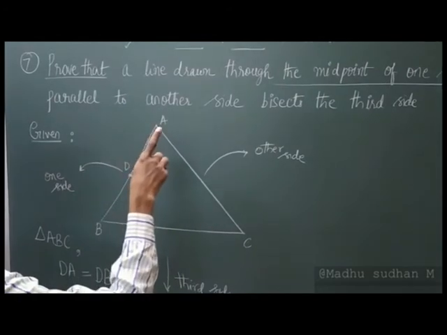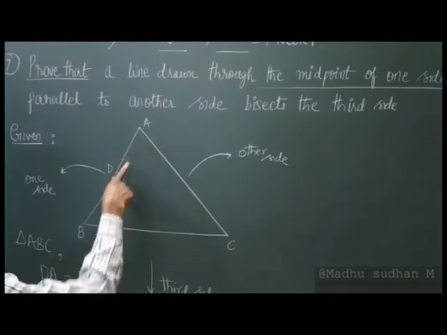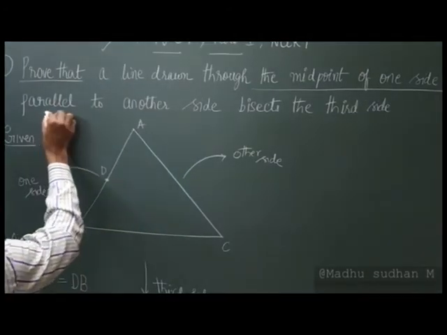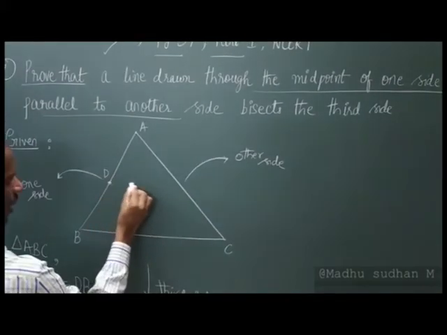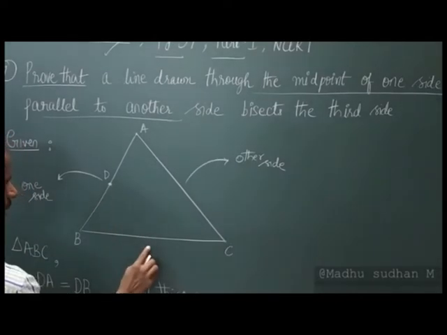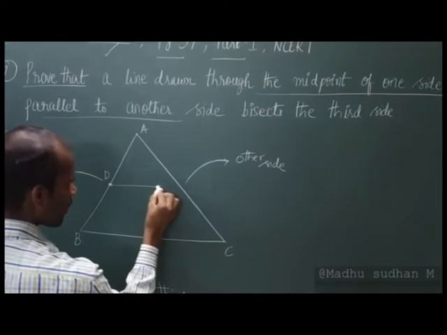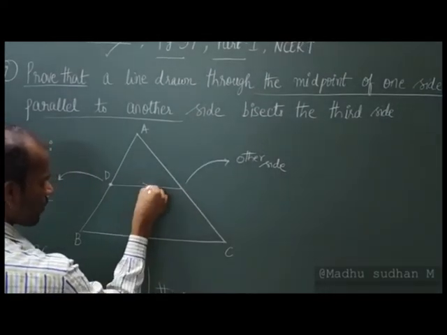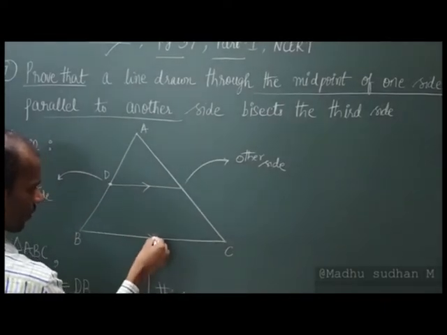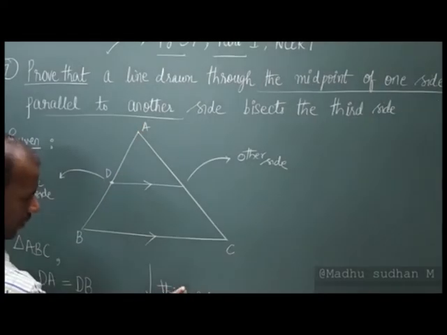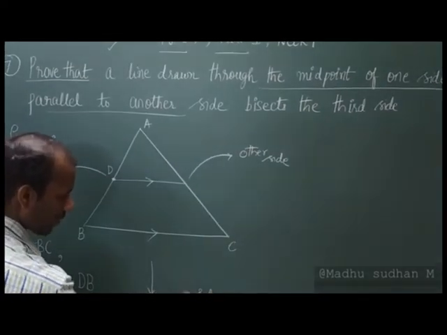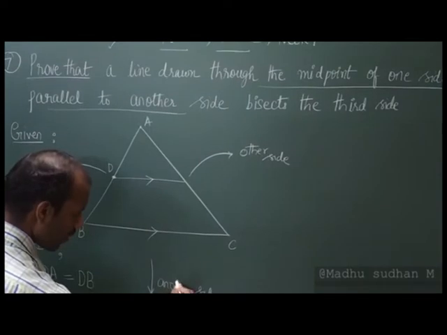A line drawn through the midpoint of one side of a triangle parallel to another side. So if I draw a line, this should be parallel to BC, right? Let me write this as parallel. So this is parallel to another side. Let me write this as my another side. So this is my another side.